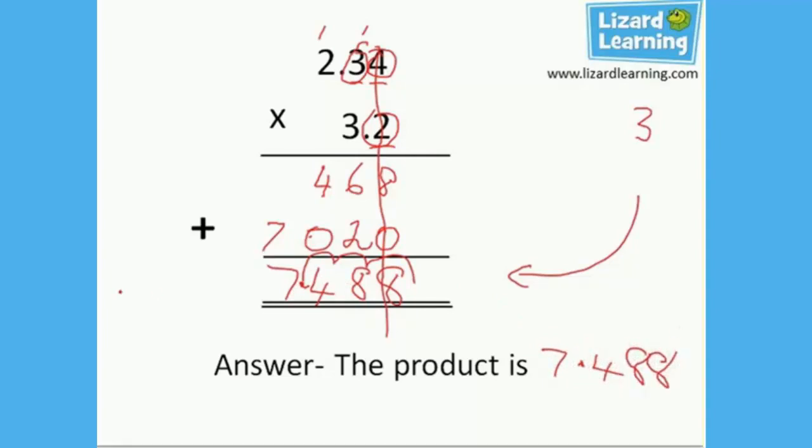And just checking, once again, 2.34 is close to 2, and 3.2 is close to 3. Multiply those and you get 6. That shows us that 7.488 is pretty close to the right answer. As a matter of fact, it is the right answer.